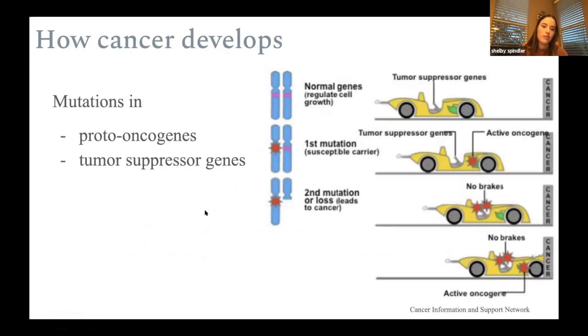There's a lot of different ways cancer can develop. A big way is from mutations. So we have proto-oncogenes and tumor suppressor genes. These are normal everyday genes. They are good to have, but when they're mutated, that's when it can become a problem.